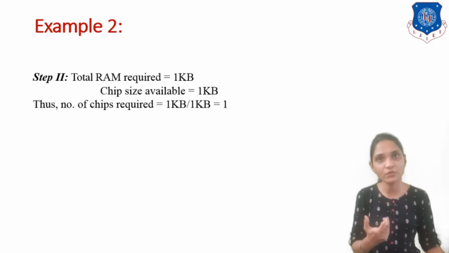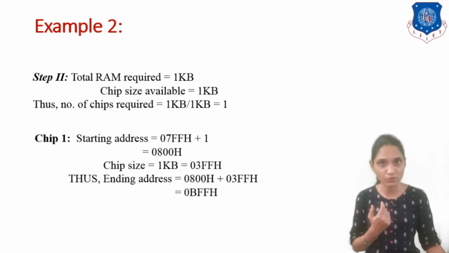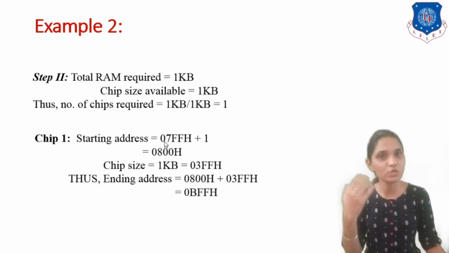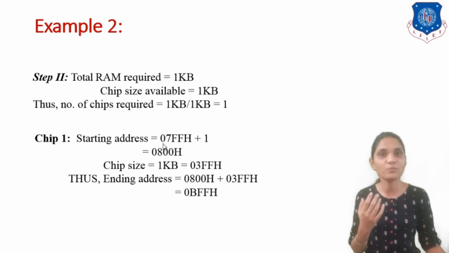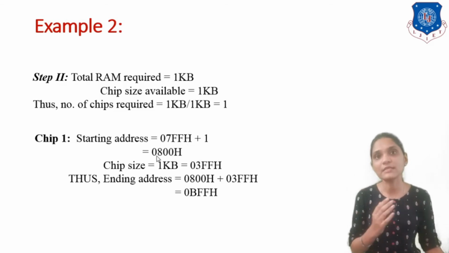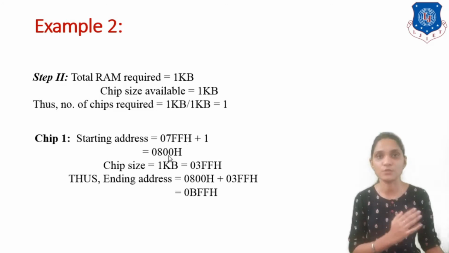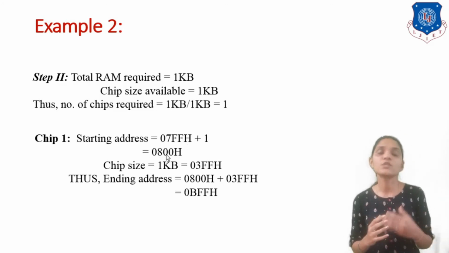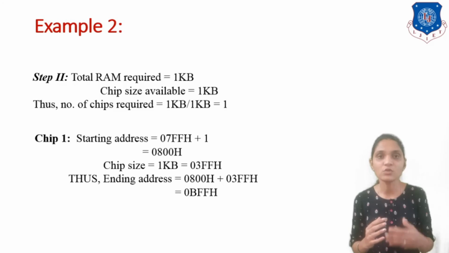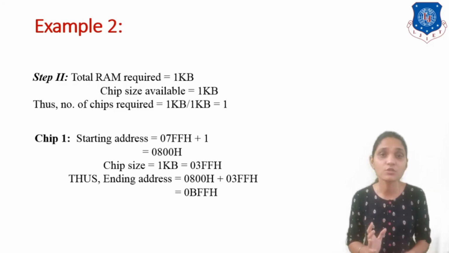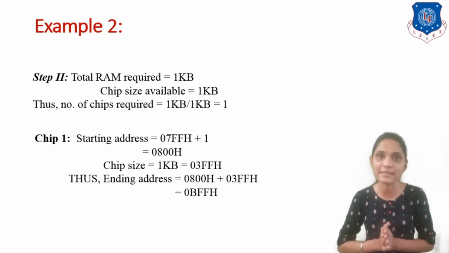So by using only one chip we can create the 1 kilobyte of RAM. And the possible starting address is next to the EEPROM. The last address of EEPROM is 07FF hex plus 1, that is 0800. Okay. Instead of using this address, I can use any random address, like I can use 1000 hex for starting of this RAM. Okay, this is also a possible thing, but we are using the next address.